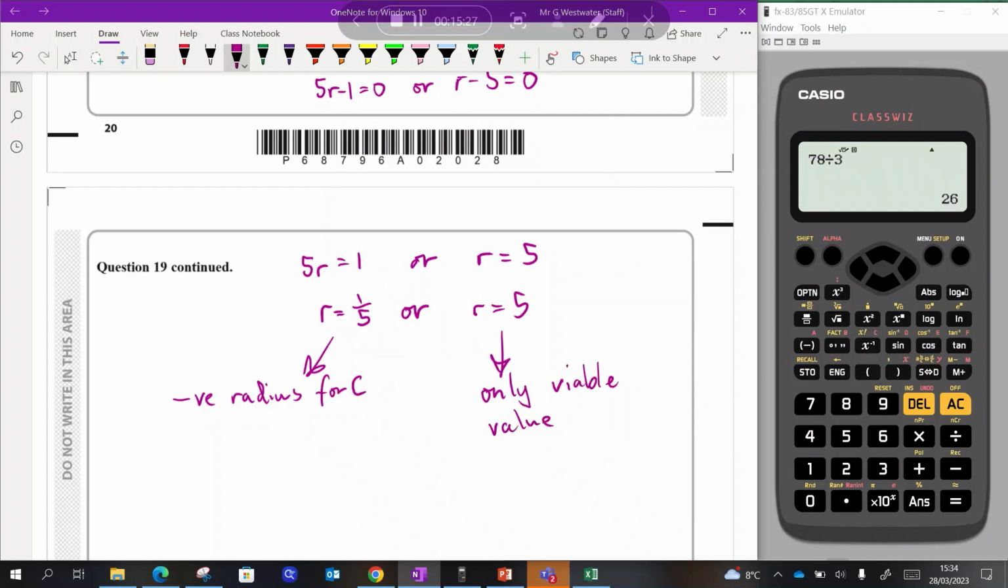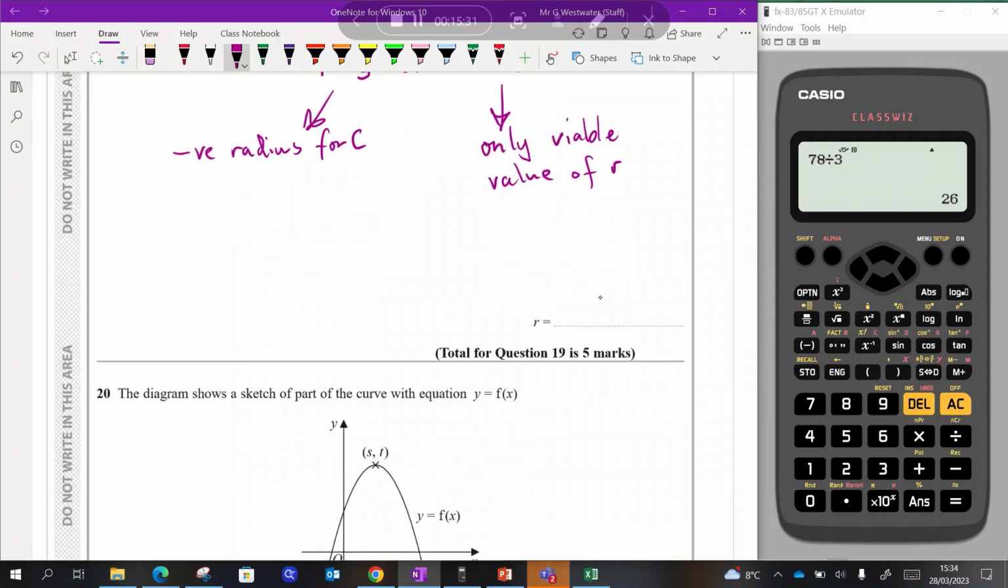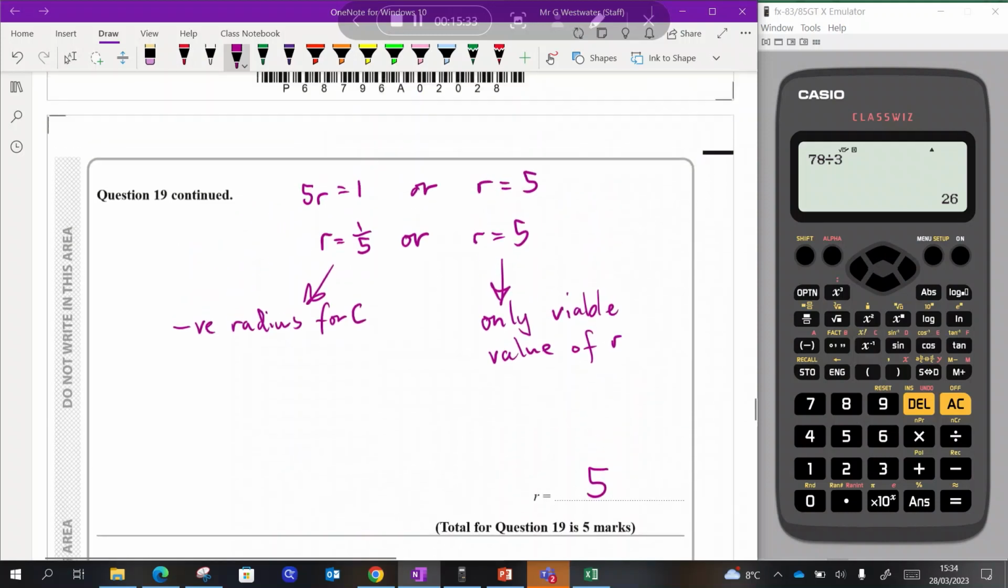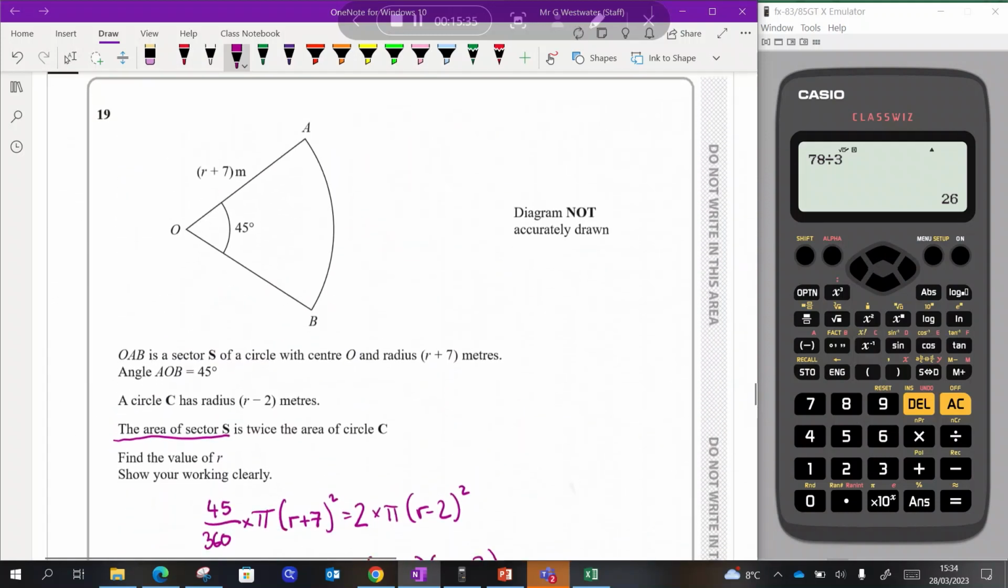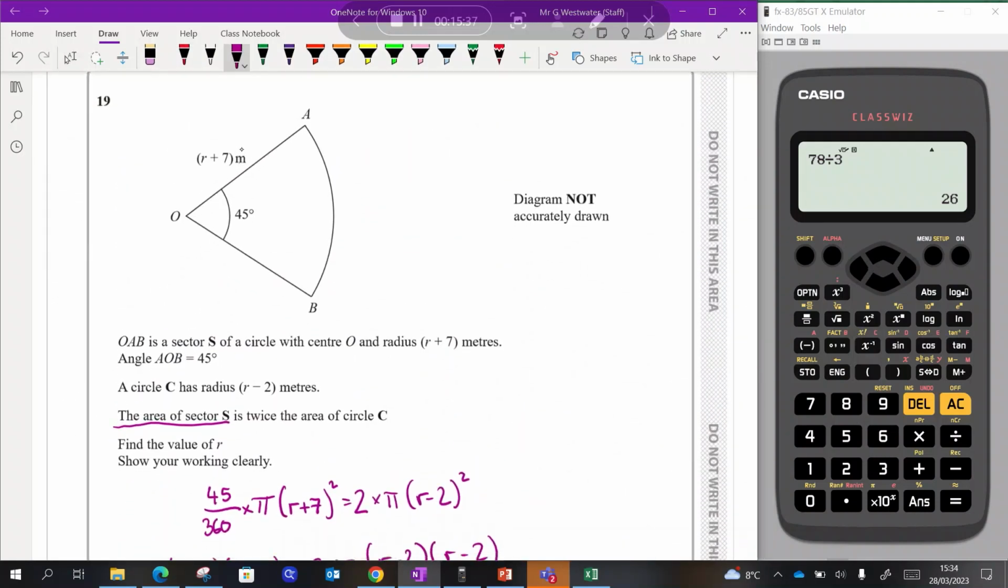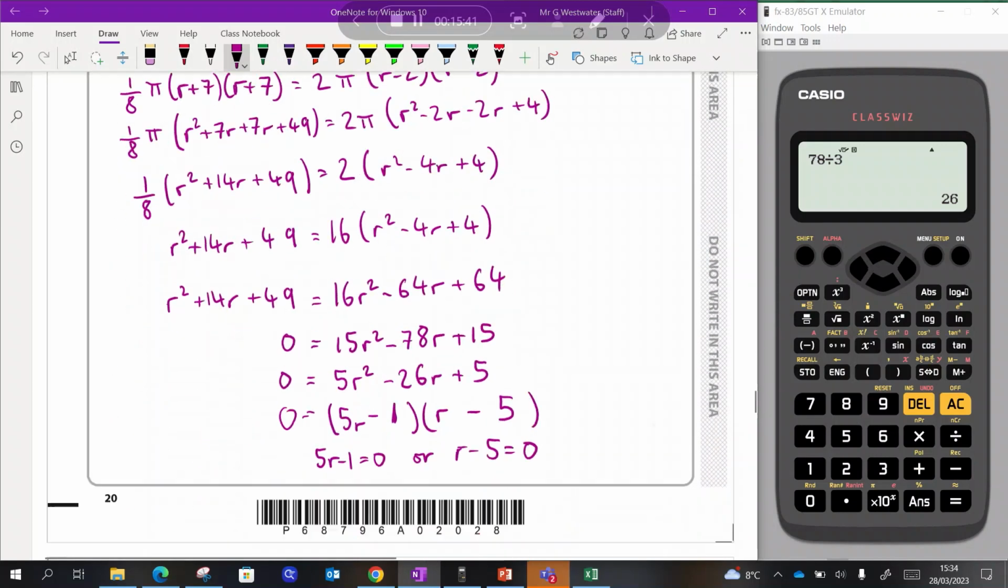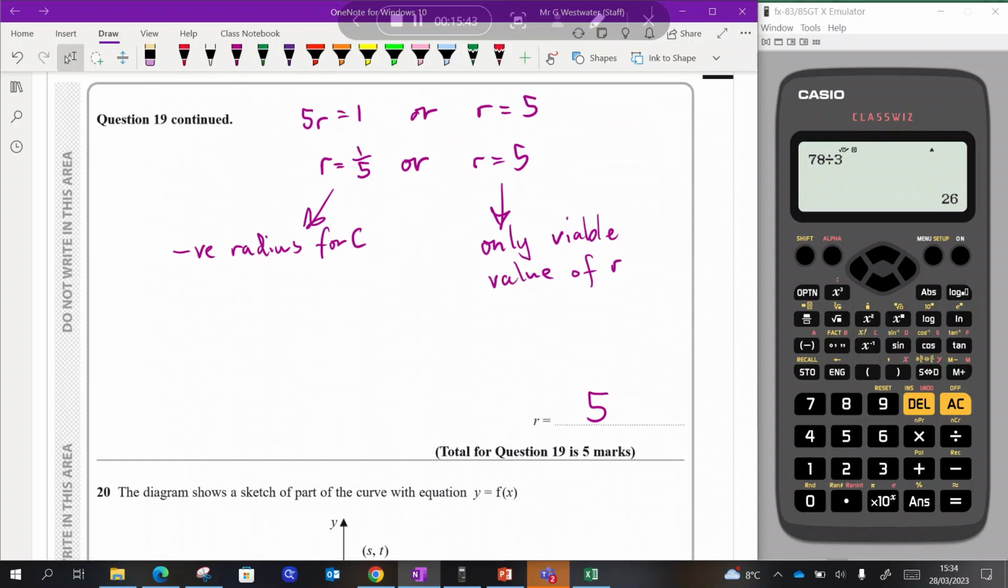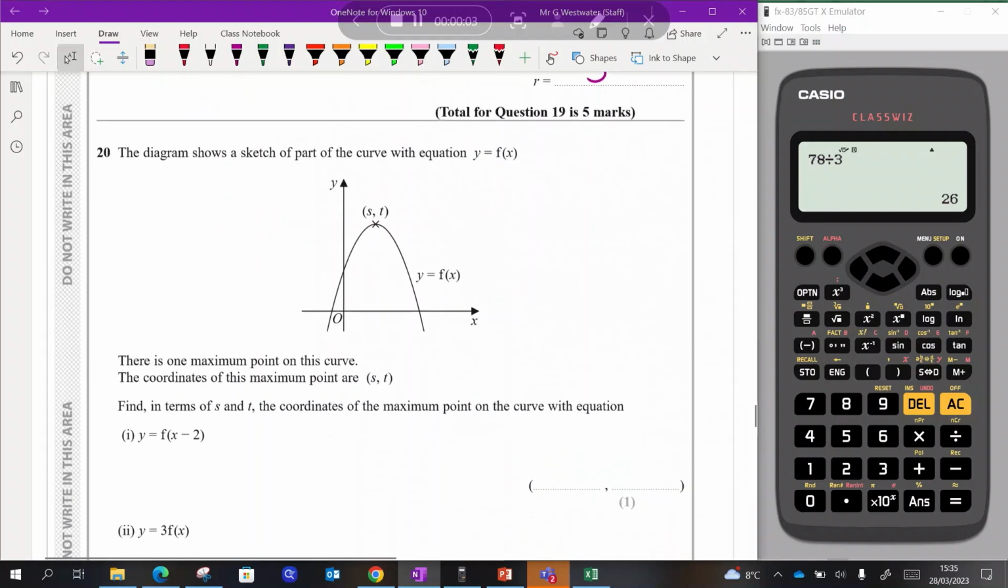value of r. So r equals 5 centimetres, I think. Is it in centimetres or metres? In fact, we don't need to do that because the unit is given outside of r, so r is just 5. Okay. Home stretch. On to question 20.